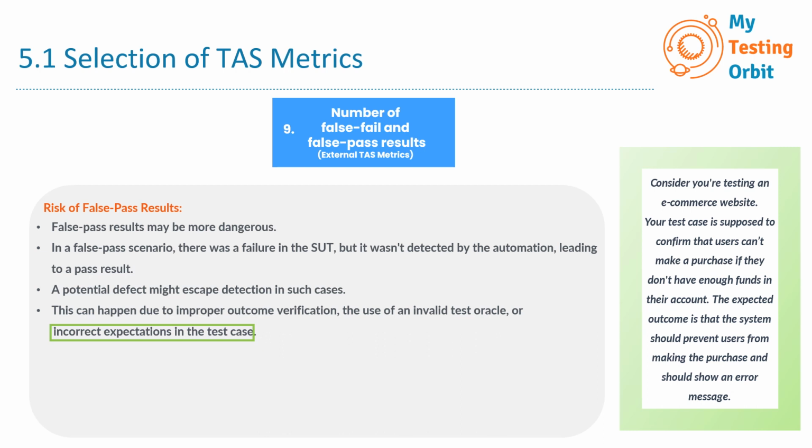Then the next one is incorrect expectations in the test case. Sometimes test cases themselves are faulty. If your test case specifies the wrong expected outcome, it is like following the wrong recipe while cooking. Let's say you expect the purchase to go through even with insufficient funds, but the actual requirement is to show an error message. If you run the test with your incorrect expectation, it will pass, but it does not reflect the true intent of the testing process.